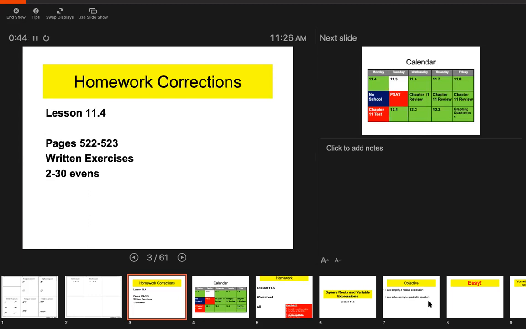Number 16 is 70 root 3. Number 18 is 12 root 6. Number 20 is 12 root 10. Number 22 is 12 root 3. Number 24 is 44 root 3. Number 26 is 45 root 7. Number 28 is 20 root 23. And number 30 is 25 root 82.